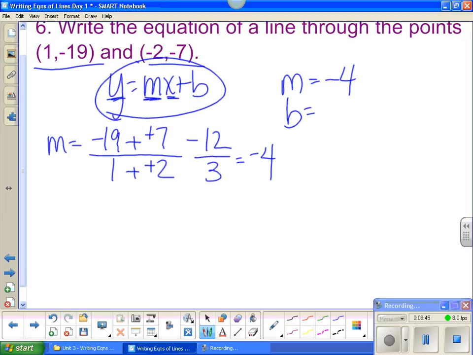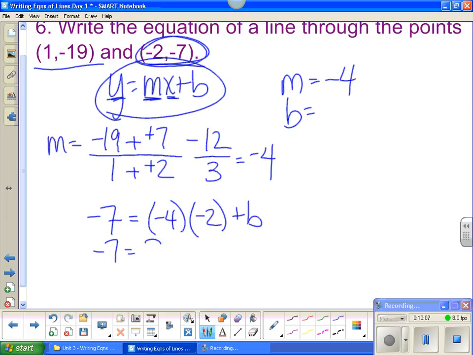I'm going to pick the smaller numbers just because life is too short to deal with big numbers if you have an option. So what's your y? 7 equals, what's your m? Well, that's what you found, -4. What's your x? That's from your point, that's a -2.